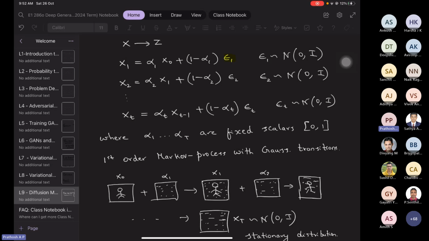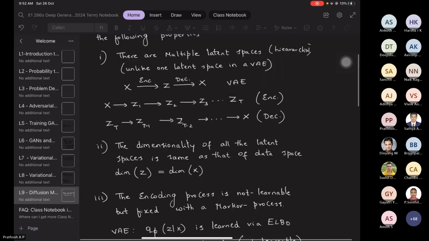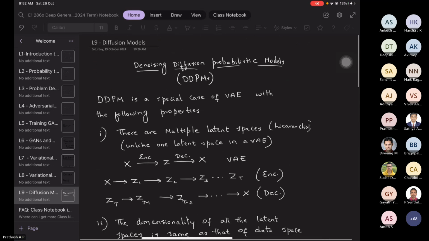Okay, so let us get back to classes. Can you see my screen? Yes, sir. Okay, so today's agenda is diffusion models, DDPM.